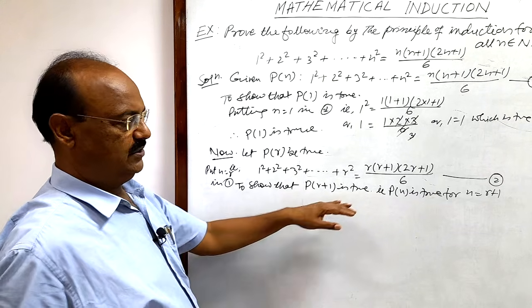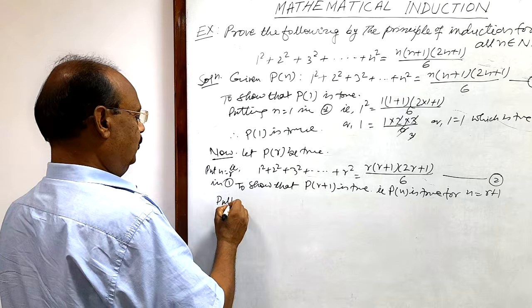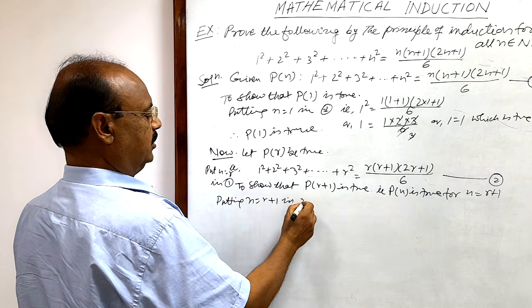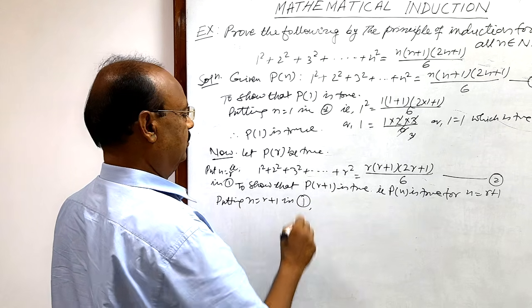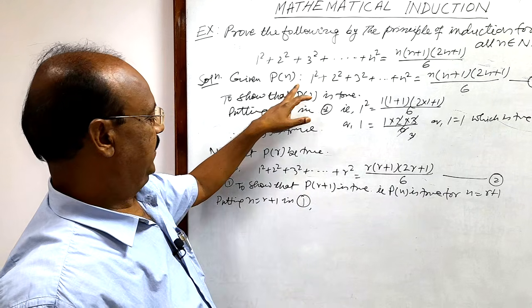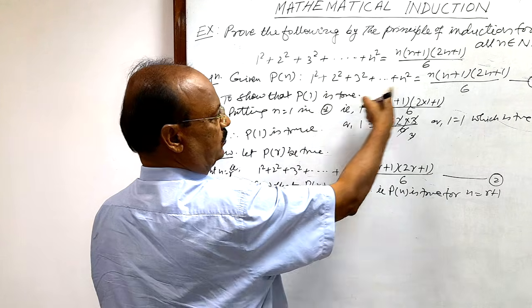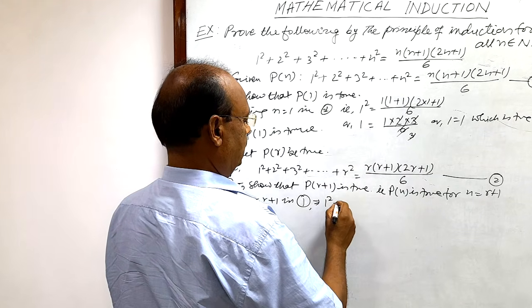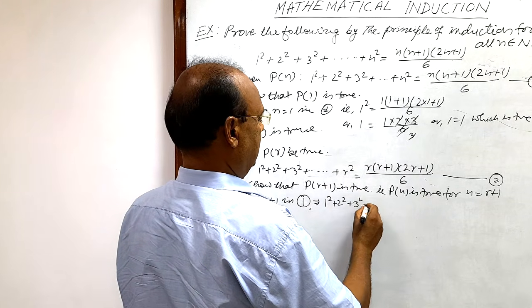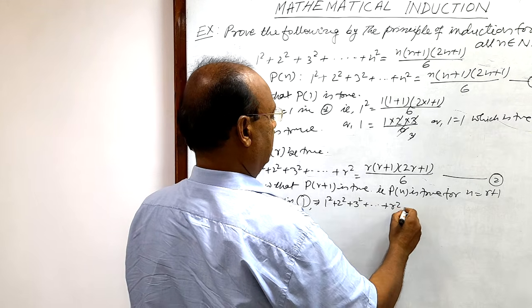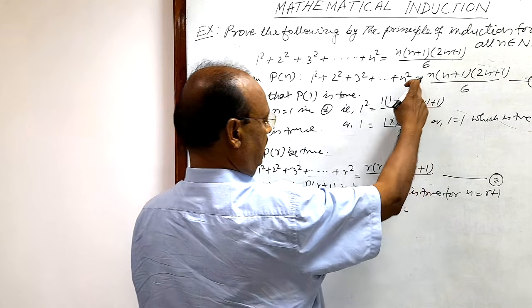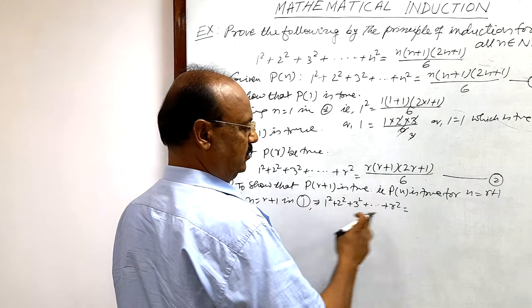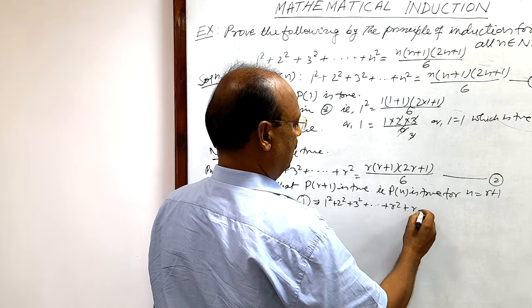So let us establish it. We have to put n is equal to r plus 1 in relation number 1. Here Pn is this one. Putting n is equal to r here, we are getting 1 square plus 2 square plus 3 square up to r square is equal to, in place of n, sorry, we are putting r plus 1, so r square plus r plus 1 whole square.